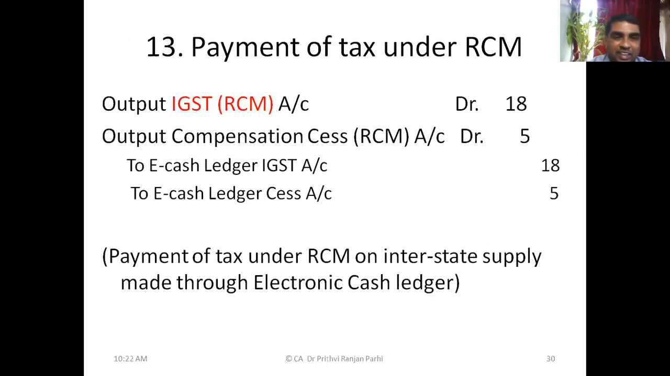Next, since there is a liability, this has to be settled. How is payment to be made? Output IGST RCM account, the liability I had created, and output compensation cess RCM account, ₹18 and ₹5 respectively, are settled by using the electronic cash ledger. E-cash ledger IGST account 18, e-cash ledger cess account 5. This entry shows payments are made through reverse charge mechanism.